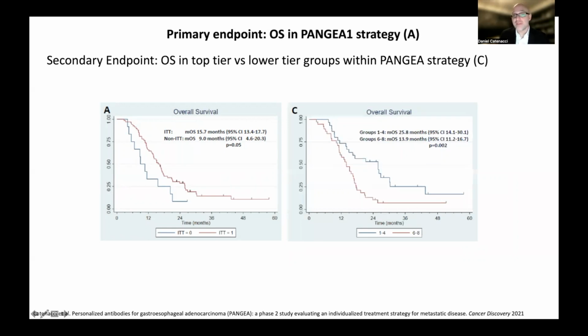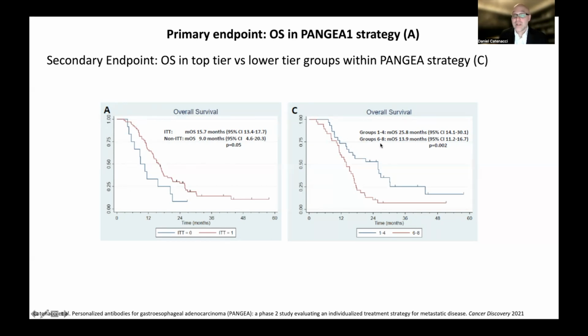We also predefined that we would look at the different groups in the Pangea treatment strategy, stratified by those at the top of the prioritization scheme versus those at the bottom. Although we were assigning the patients at the bottom to therapy which we thought would be better than what they would have alternatively without the Pangea strategy, we expected that the patients in the lower tiers wouldn't do as well as those in the higher tiers, which is the whole reason why we were assigning patients on this prioritization scheme.